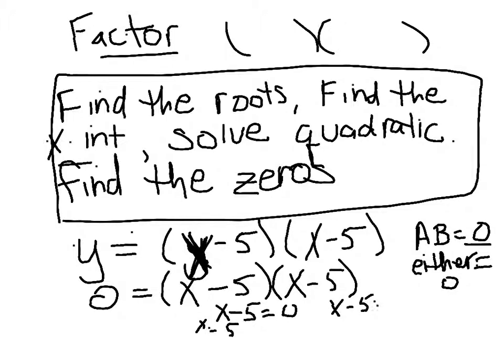Since I have the same term over here, if I set this one equal to 0, I'll get the same thing. So the roots of this equation, or the x-intercepts, or to solve it, or to find the zeros, this would be 5. What does that mean? That means if I graph this quadratic, at x equals 5 it would just touch that line at that point.